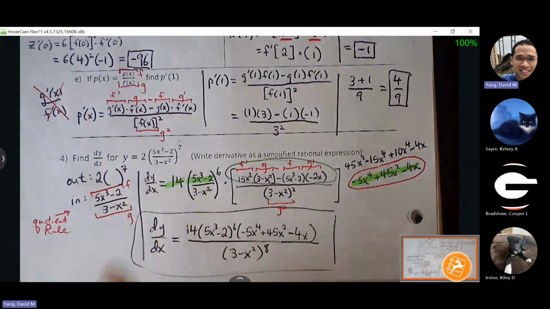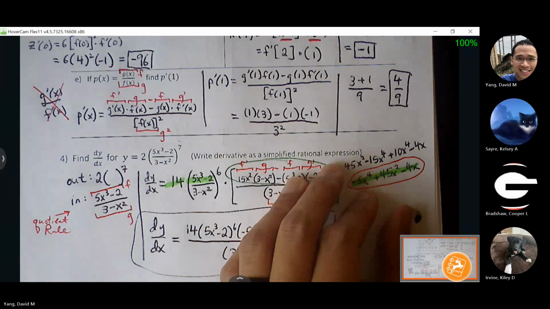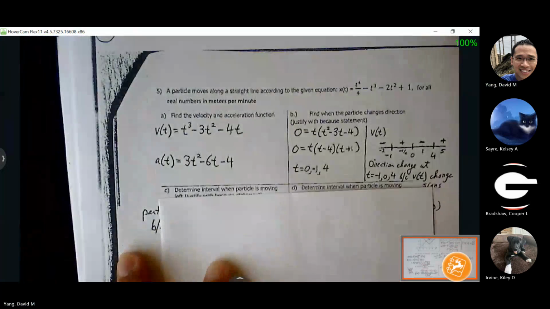So I spent more time on this. Let me just see what I can do with the second half here. Okay, particle motion.